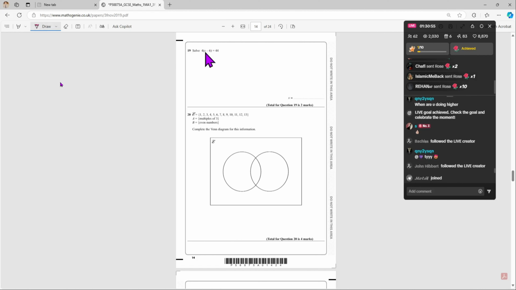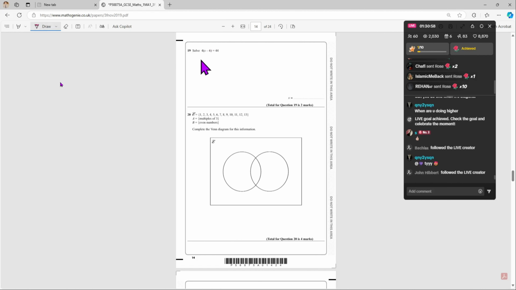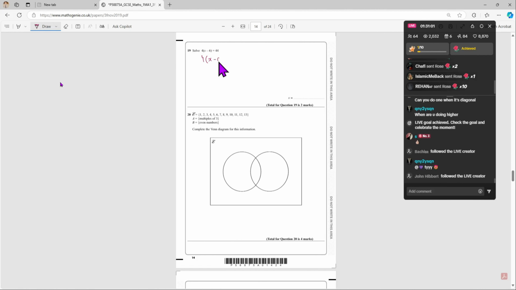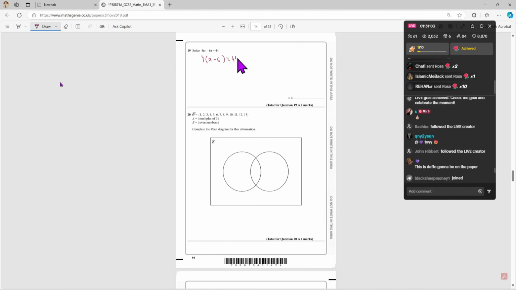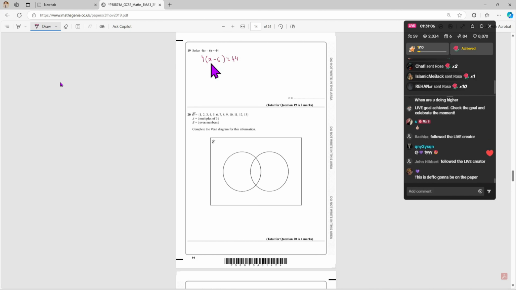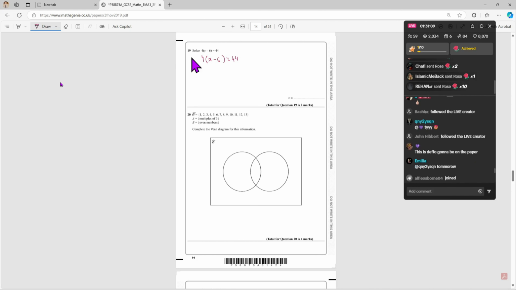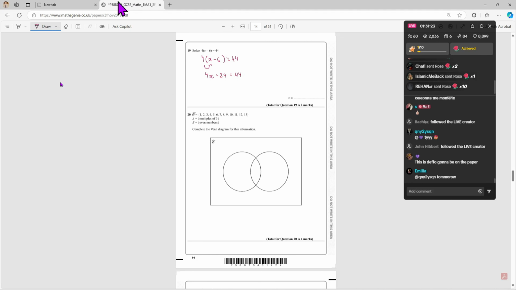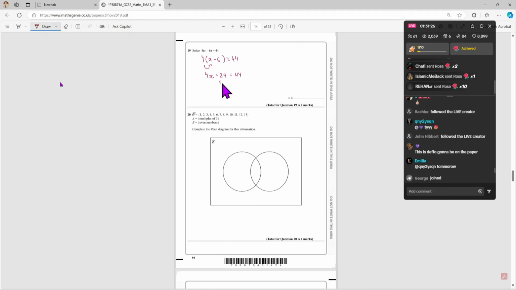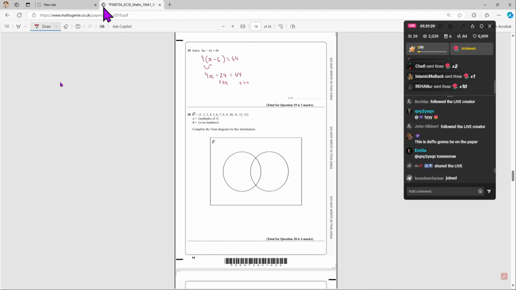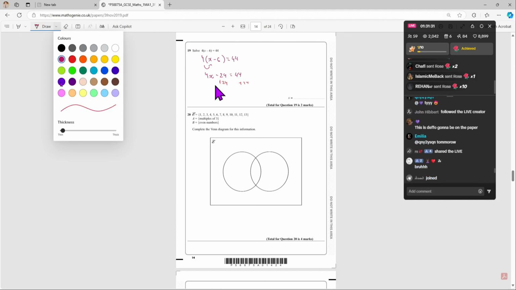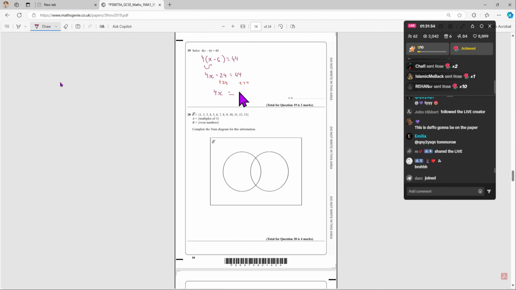We need to solve 4 brackets x minus 6 equal to 44. We know that we have to expand these brackets. So we do 4 times x, which is 4x, and 4 times negative 6, which is negative 24, equal to 44. Now we're going to rearrange it to make x the subject. So we add 24 first, which gives 4x equal to 68.